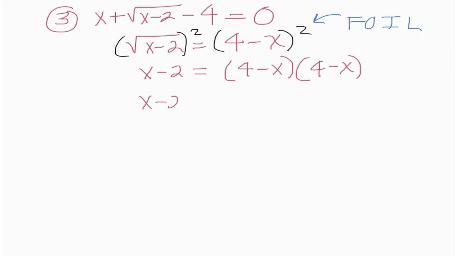And I'm going to go ahead and FOIL this, so I would get first, which would be 4 times 4, which is 16. Outside 4 times negative x is negative 4x. Inside negative x times 4 is negative 4x. And last, negative x times negative x is x squared.